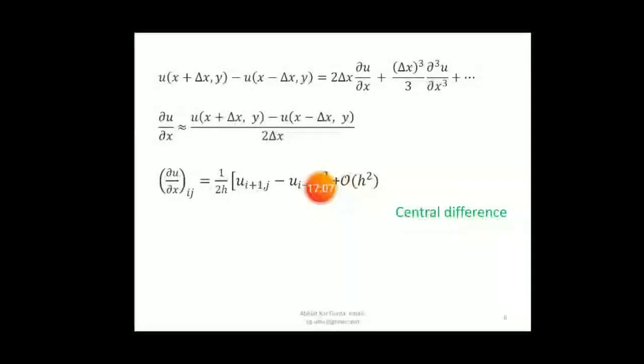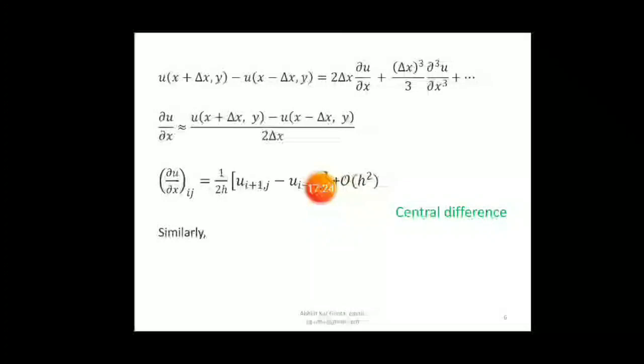So now you know the same first order partial derivative can be calculated in three different ways: forward difference formula, backward difference formula, and central difference formula.